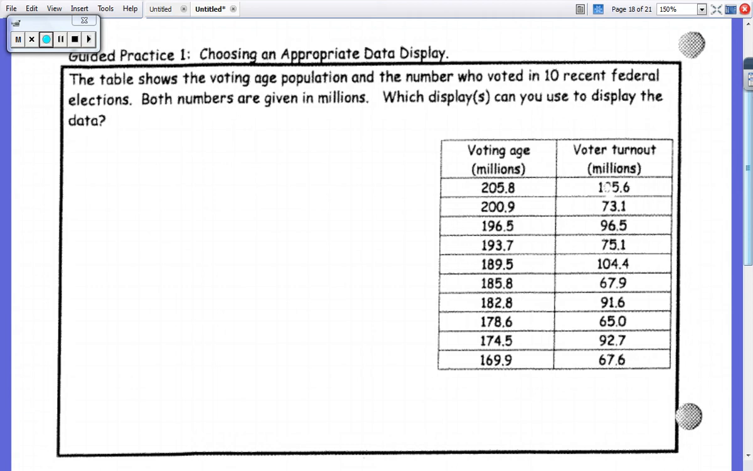Choosing an appropriate data display again. The table shows the voting age population and the number who voted in 10 recent federal elections. Both numbers are given in millions. Which display or displays can you use to display the data? Now, there's only 2 groups of data, so that's considered paired data. And if you look at your list on the other page, you would use a scatter plot.